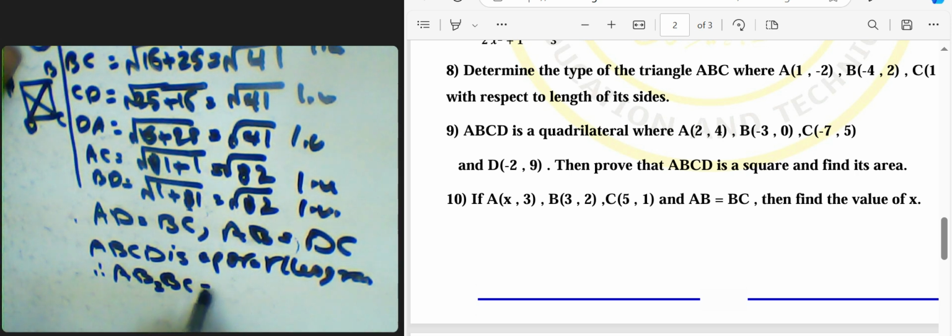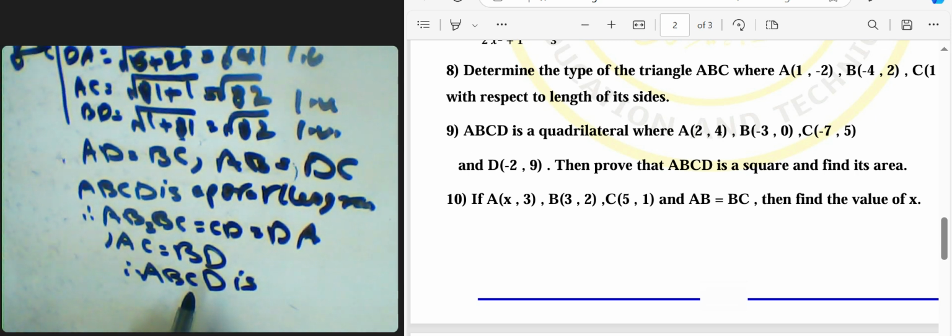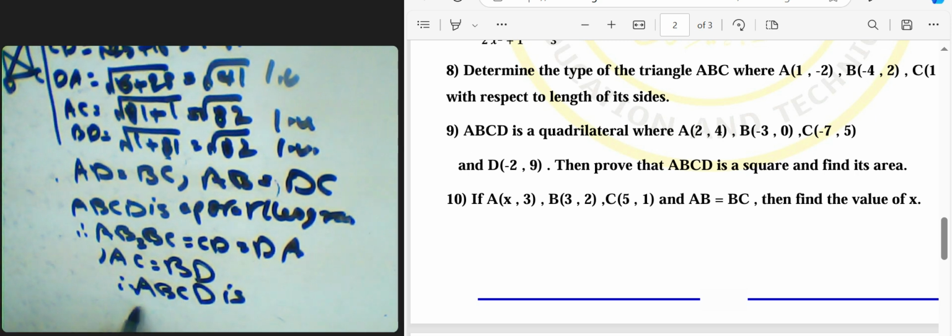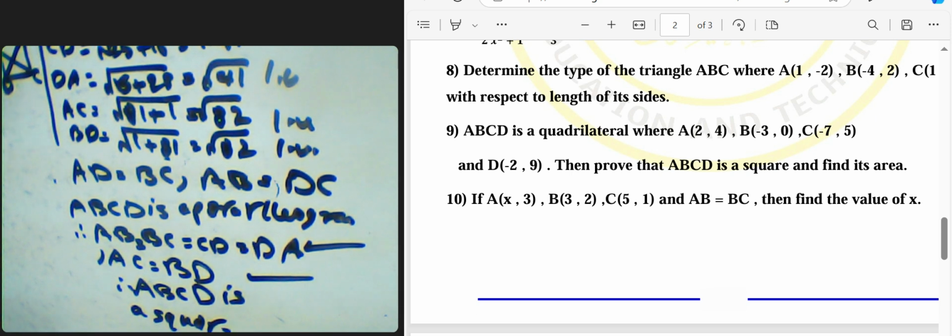AB equal BC equal CD equal DA, and we have two diagonals equality AC equal BD. Then ABCD is a square. Understood? Because we prove two properties here. First, prove that it is a parallelogram, and next step prove that each of the sides are equal in length.